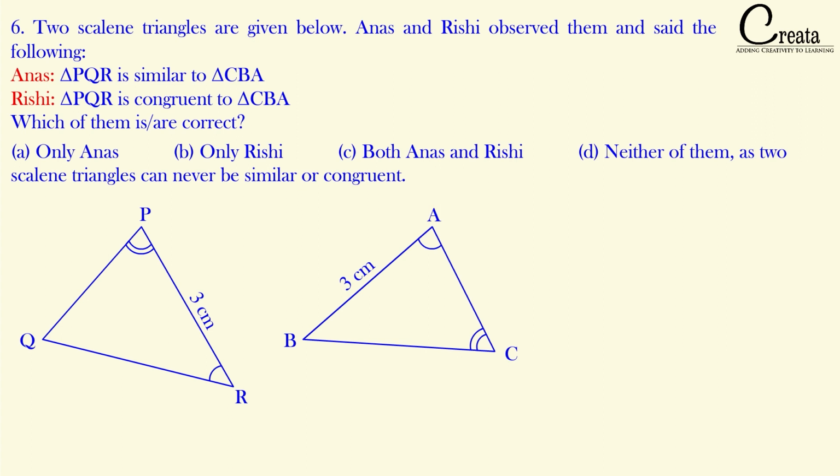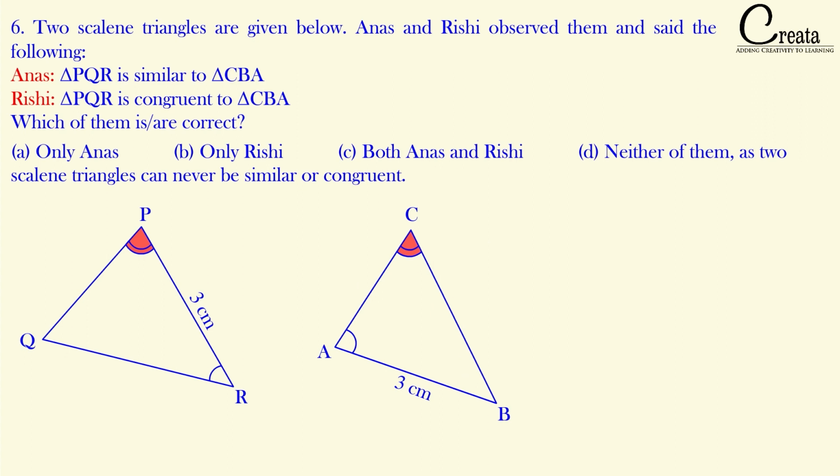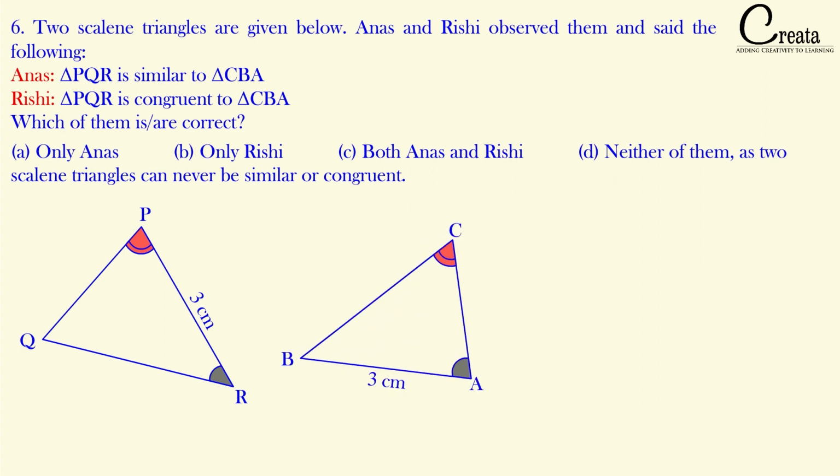Here the two triangles are given. Firstly, let's analyze whether these two triangles are congruent, whether they are similar, and what the condition is for both. Here angle P is given as equal to angle C. This is the symbol of equality of angles. Angle P and angle C are equal, so angle P corresponds to angle C, and angle R and angle A are given as equal, so angle R and angle A correspond to each other.